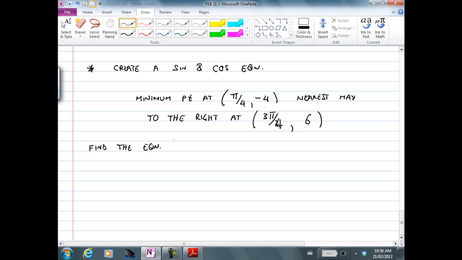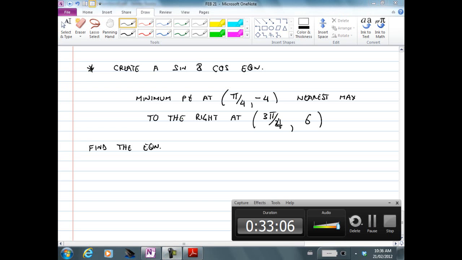Sorry? 3 pi by 4. That's where the max is going to be. And 6. Your task is to create an equation, sine and cos. I'm going to pause it, give you about 2 minutes.